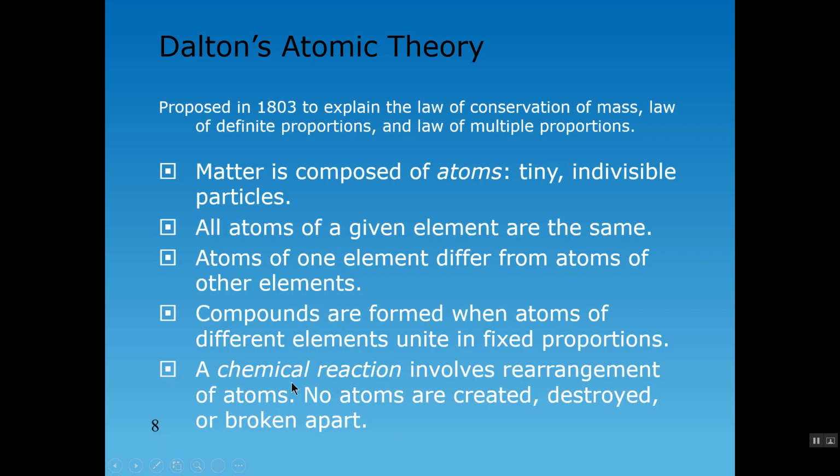The fifth assumption is that when you have a chemical reaction, it involves rearrangement of atoms, right? But no atoms are created, destroyed, or broken apart, all right? And this particular assumption explains the law of conservation of mass, right? So the reason why the law of conservation of mass holds true is because the atoms themselves are neither created nor destroyed. But when you have a chemical reaction taking place, you have rearrangement of the atoms. So you might have separation of atoms in a particular compound, and then those atoms combine with other atoms to form new substances, all right?